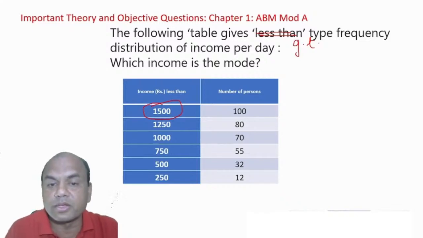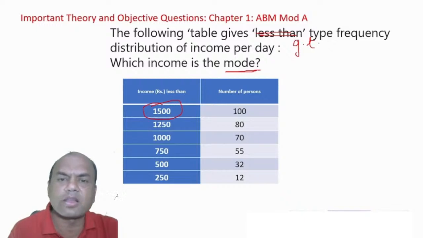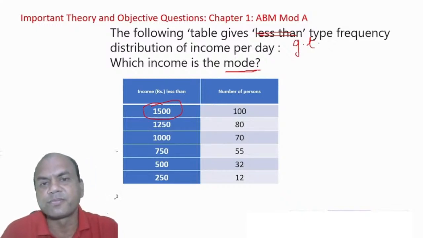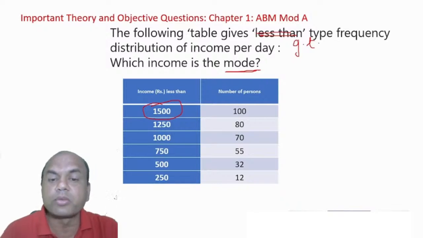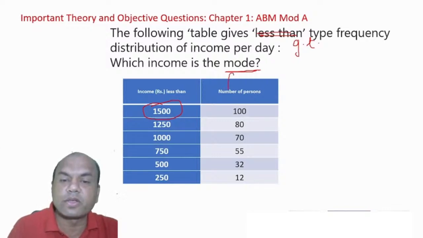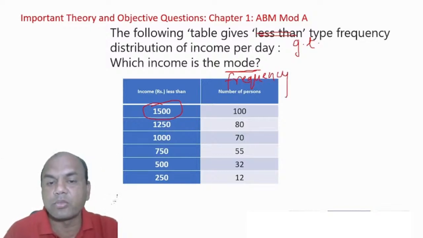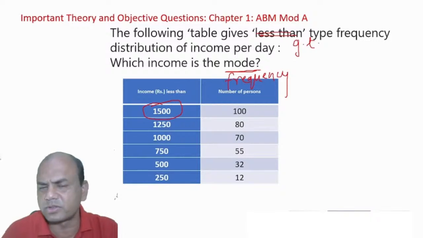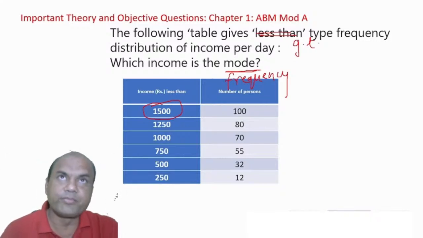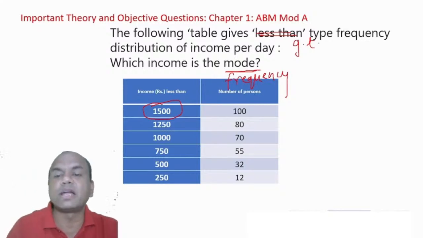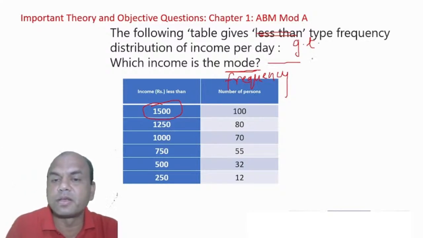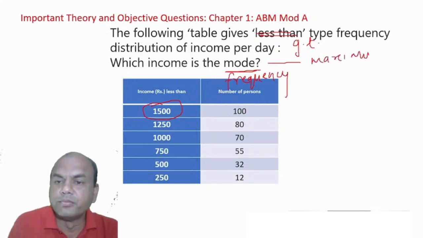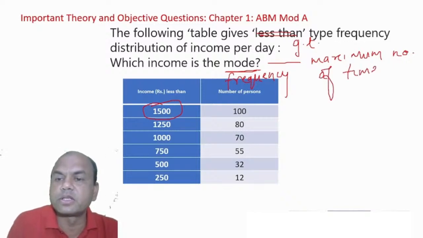What is the income mode? Now the question is different. Let it be less than or greater than, it hardly matters. The question is what is the mode? Firstly, understand the meaning of mode. This is known as frequency. How many persons are having an income of 1500? How many persons are having an income of 1250? And so on. What is the mode? Mode means that number which occurs the maximum number of times.